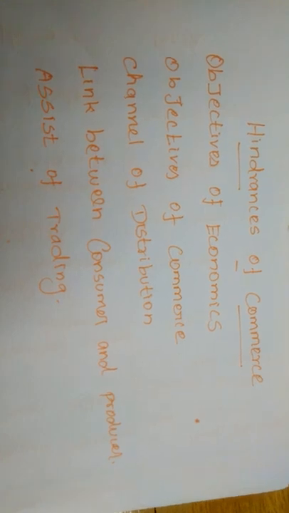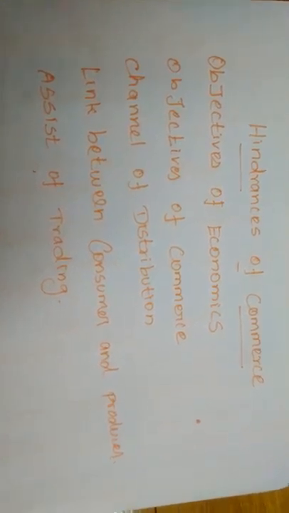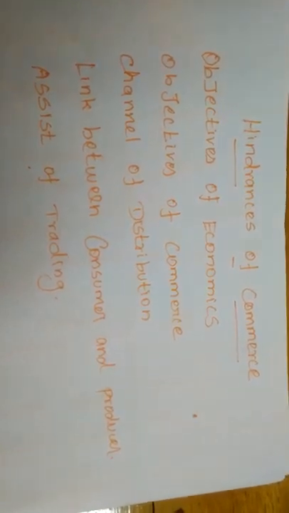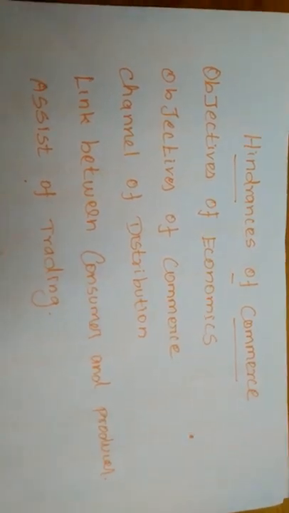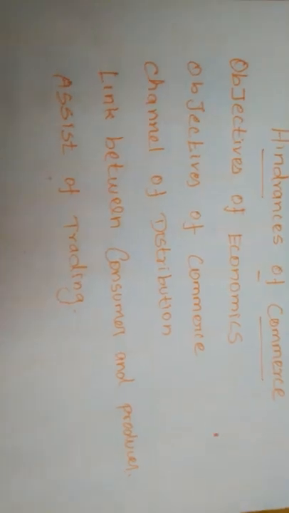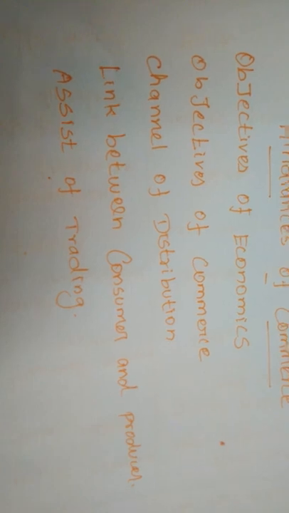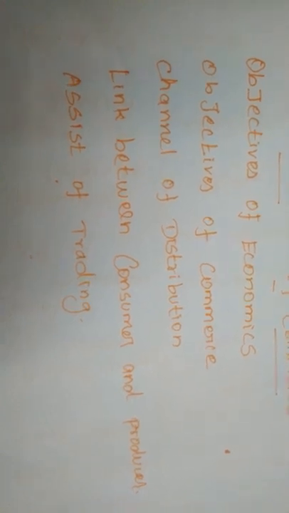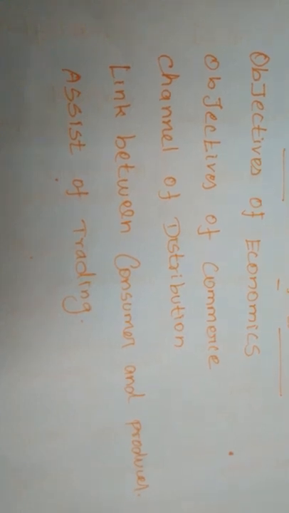Simply, within one or two lines, the satisfaction of human wants. The production of goods and services for the satisfaction of human wants is the main objective of economics. But at the same time, you have to know about the objectives of commerce also. After producing the product, it must reach the hands of the consumer. This is the objective of commerce.